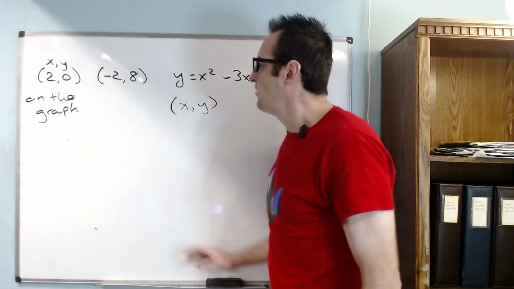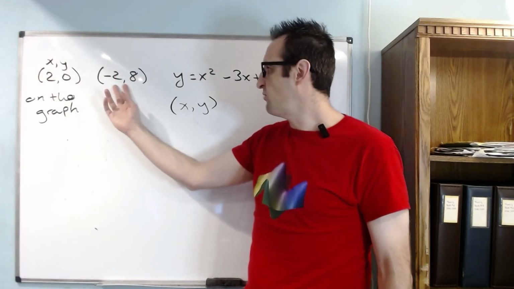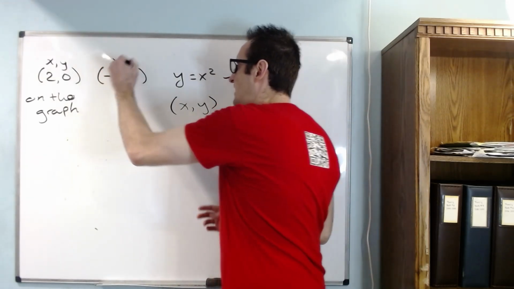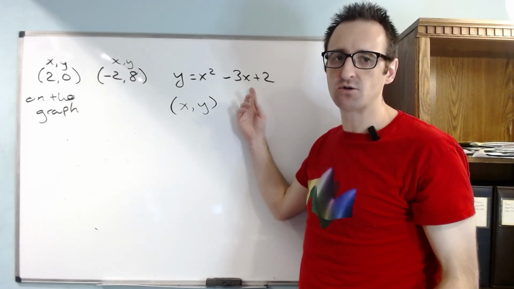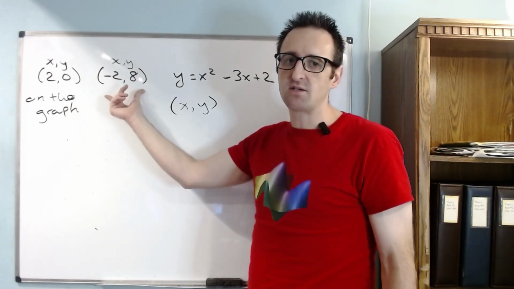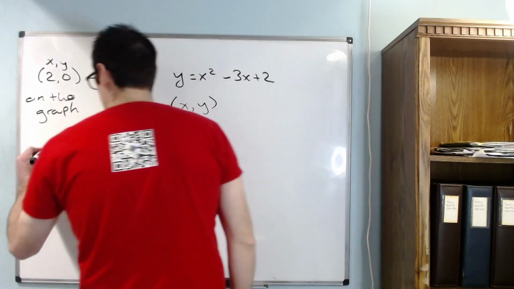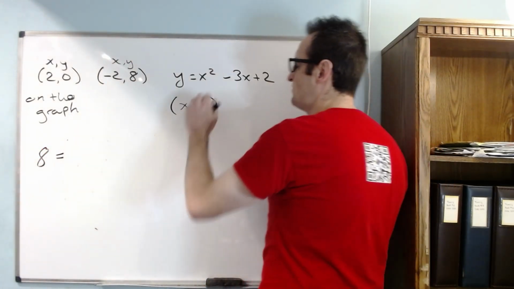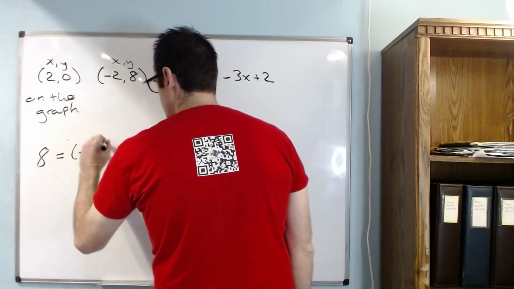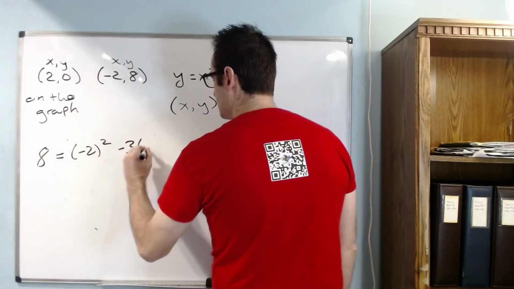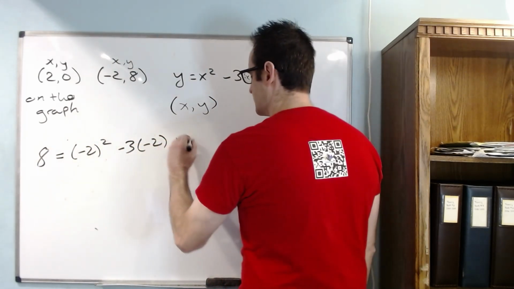All right. What we're going to do is plug this same point as an x and a y into this equation to see if it yields a true statement. That'll tell us whether or not this point is on the graph of the equation. So we plug 8 in for y, and then we plug negative 2 in for x, and we get negative 2 squared minus 3 times negative 2 plus 2.